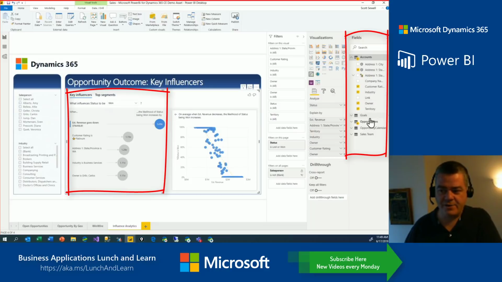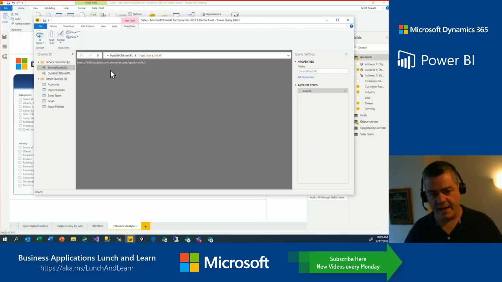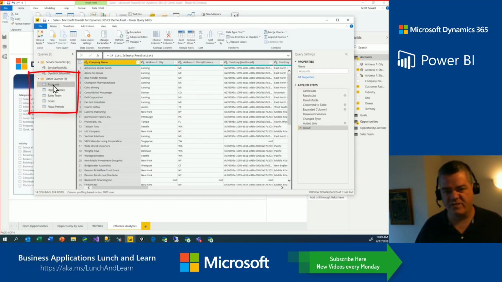But all this on the right-hand side, you're seeing the data that's brought in. If I open up the queries here, I'm just working inside the Power BI desktop to construct it. The next step would be to take that same Power BI dashboard and export it to Dynamics so that we could see it there. But in this case, I'm pointing to my demo environment, and I'm running queries that pull back the list of accounts, opportunities, the sales team, the goals, fiscal periods, etc.